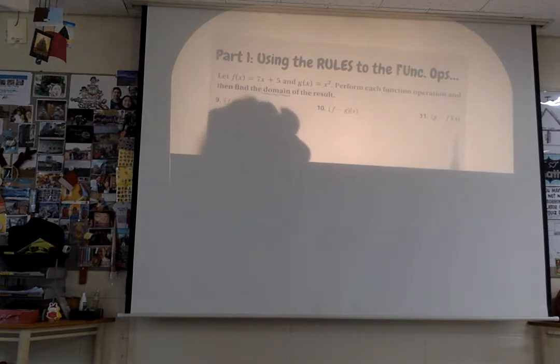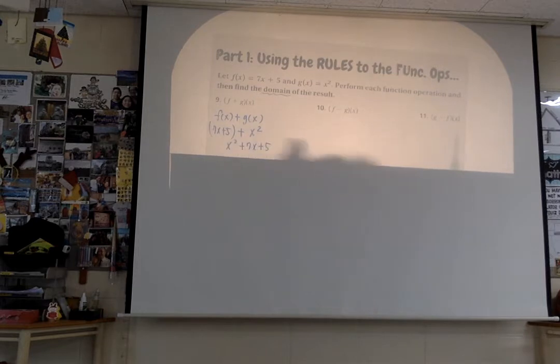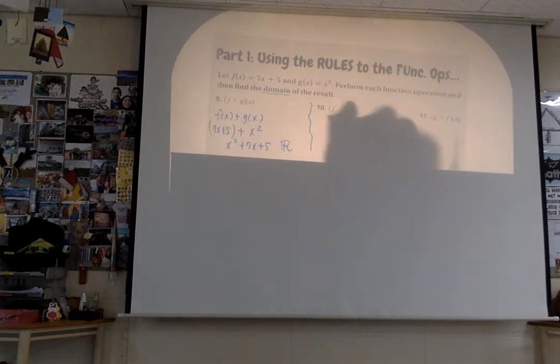So this means f of x plus g of x, right? Well, what's f of x? F of x is 7x plus 5. G of x is x squared. And when we simplify that, I get x squared plus 7x plus 5. And you guys, the domain of this is all real numbers, okay? All right.